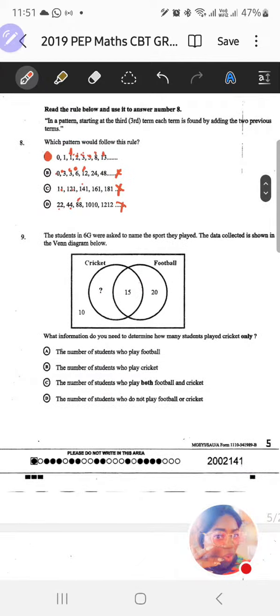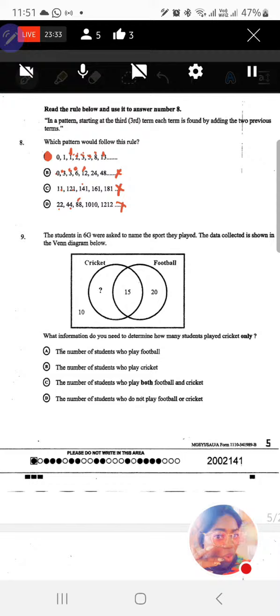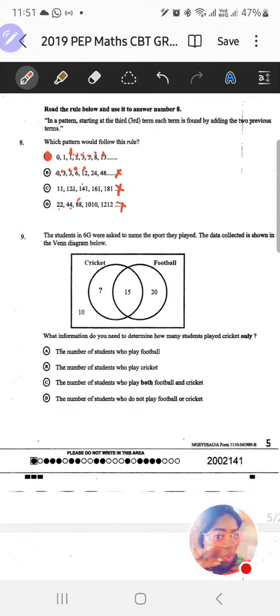Let's look at number 9. The students in 6G were asked to name the sport they played. The data collected is shown in the Venn diagram below. Now, we did look at a Venn diagram before, so I explained what each circle, which is a subset, represents, what the middle part represents, and what these parts represent. So we have an idea. We know what the different parts of the Venn diagram represent.